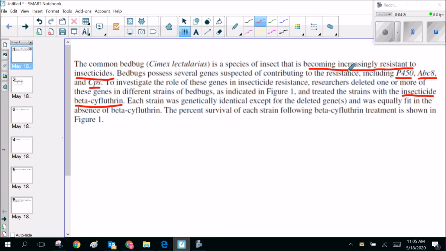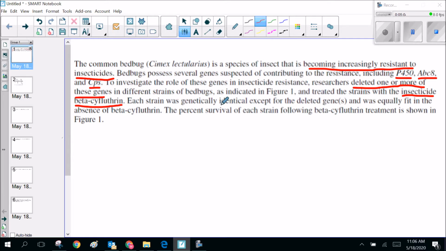We also get some important information here before I move on. They went ahead and deleted one or more of these genes. So basically what they're doing here is cutting off the genes in sequence to see which one is most important in contributing to this strain of insecticide resistance. Each strain was genetically identical for the deleted genes.